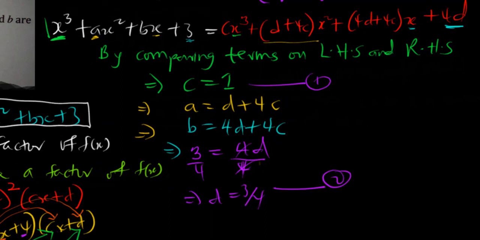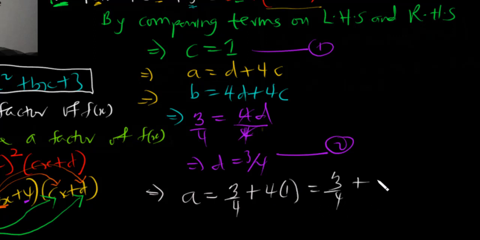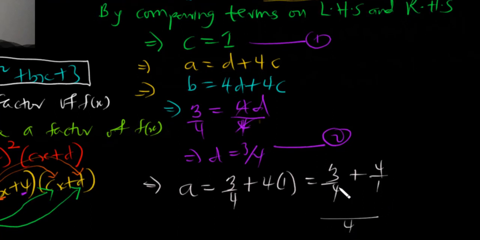So this implies that we can now find out a. So a equals d, and d is 3/4, plus 4 times c, and c is 1 here. So we're going to have 3/4 plus 4 times 1, which is 4. So let us find the LCM here. It's 4 here, 1 times 3 is 3, 1 here, 4 times 4 is 16, and 3 plus 16 is 19 over 4. So a is 19/4.